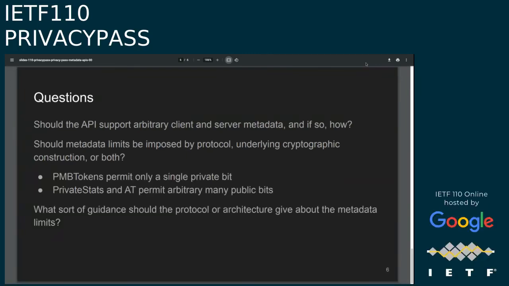Finally, for the architecture document in particular, what additional guidance should we put in place around the usage of this type of metadata? There's already some text there around the different flavors of metadata, be it public or private for clients and servers, and whether or not it's verifiable. But maybe there's more we can add there, more guidance for applications that wish to use this sort of thing. So that's pretty much it.